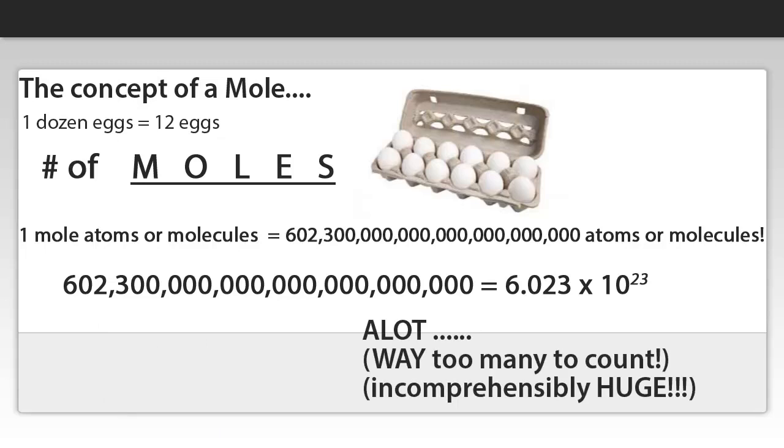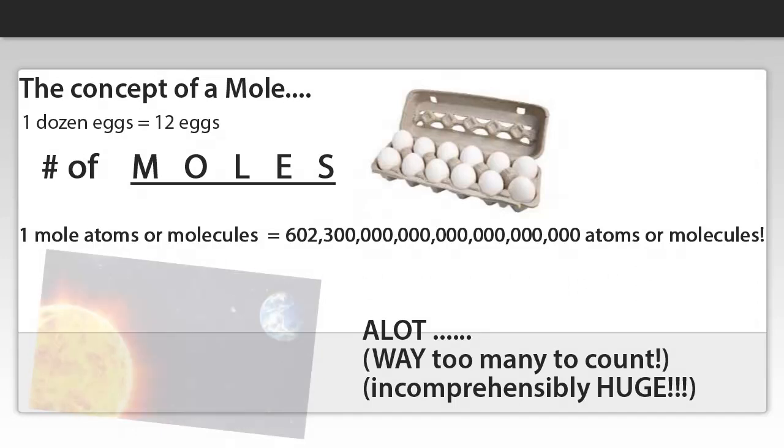In fact, it's incomprehensibly huge. If we tried to count that by ones, we would never make it before we pass away. It's way too many to count. So we're never, ever going to count atoms or molecules up to figure out how many moles that we've got. Instead, we're going to use mass.